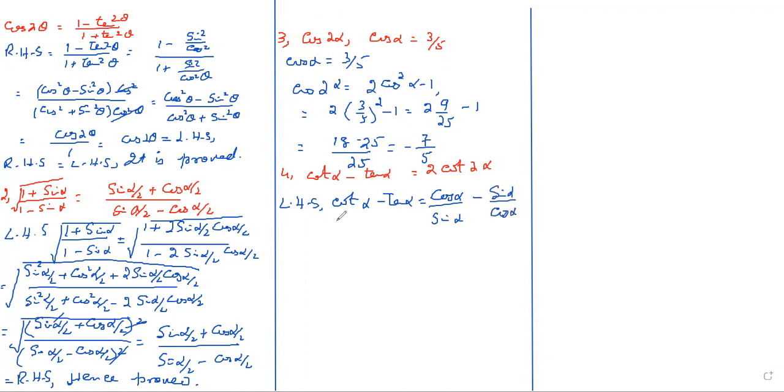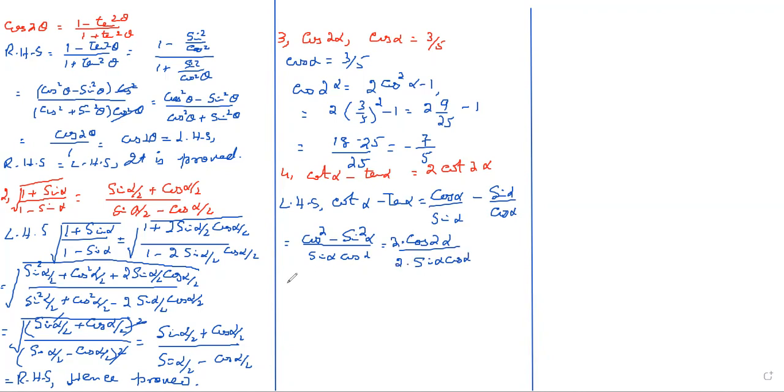Right? So just simplifying it, on the denominator we have sine alpha cosine alpha, and on the numerator we have cosine square alpha minus sine square alpha. So on the top it is cosine 2 alpha with the formula, and at the bottom we have sine alpha cosine alpha, just multiplied by 2 and divided by 2.